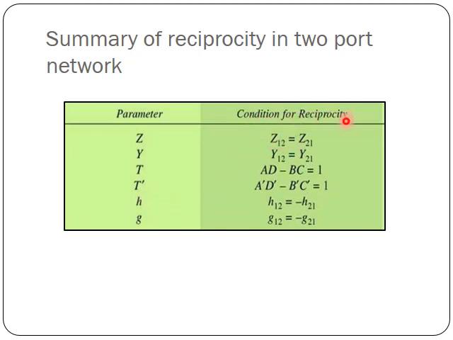Now the condition for reciprocity in terms of Z parameters will be Z12 equal to Z21. In terms of Y parameters, Y12 should be equal to Y21. In terms of ABCD or transmission parameters, A into D minus B into C should be equal to 1. In terms of T dash or ABCD inverse parameters, A dash D dash minus B dash C dash should be equal to 1. In terms of hybrid parameters, H12 should be equal to minus H21, and in terms of G or inverse hybrid parameters, G12 should be equal to minus G21. You can calculate this yourself.